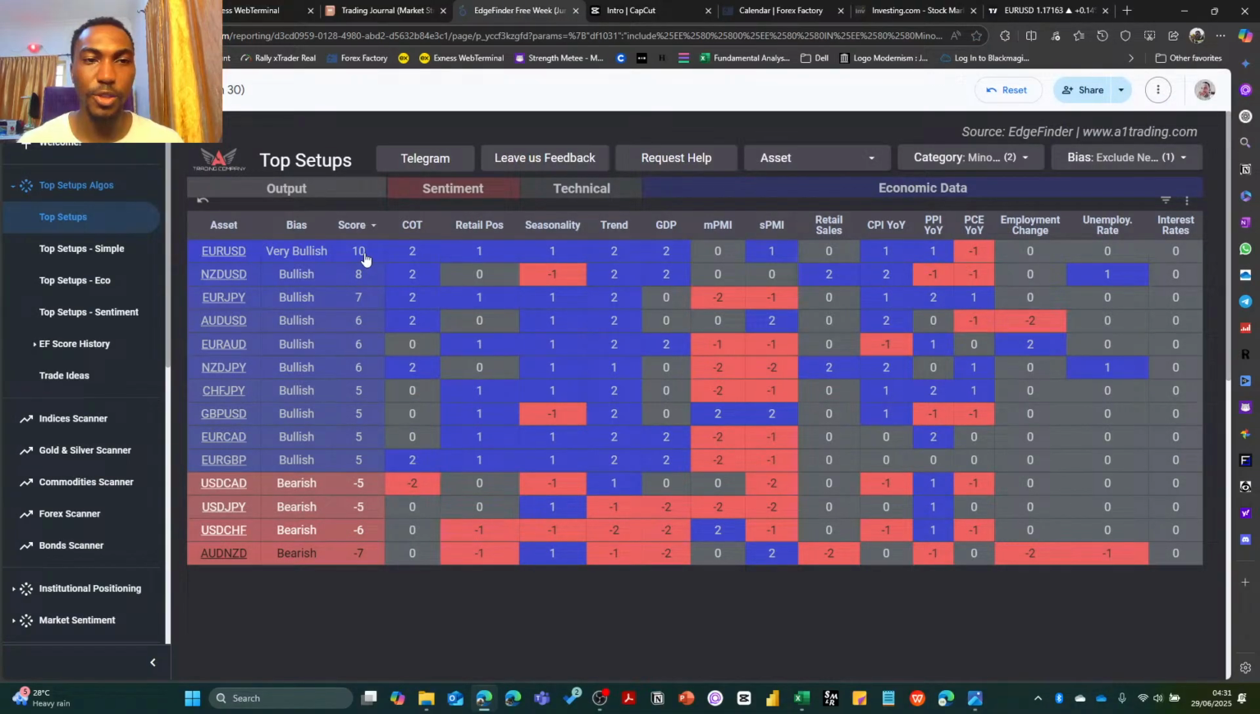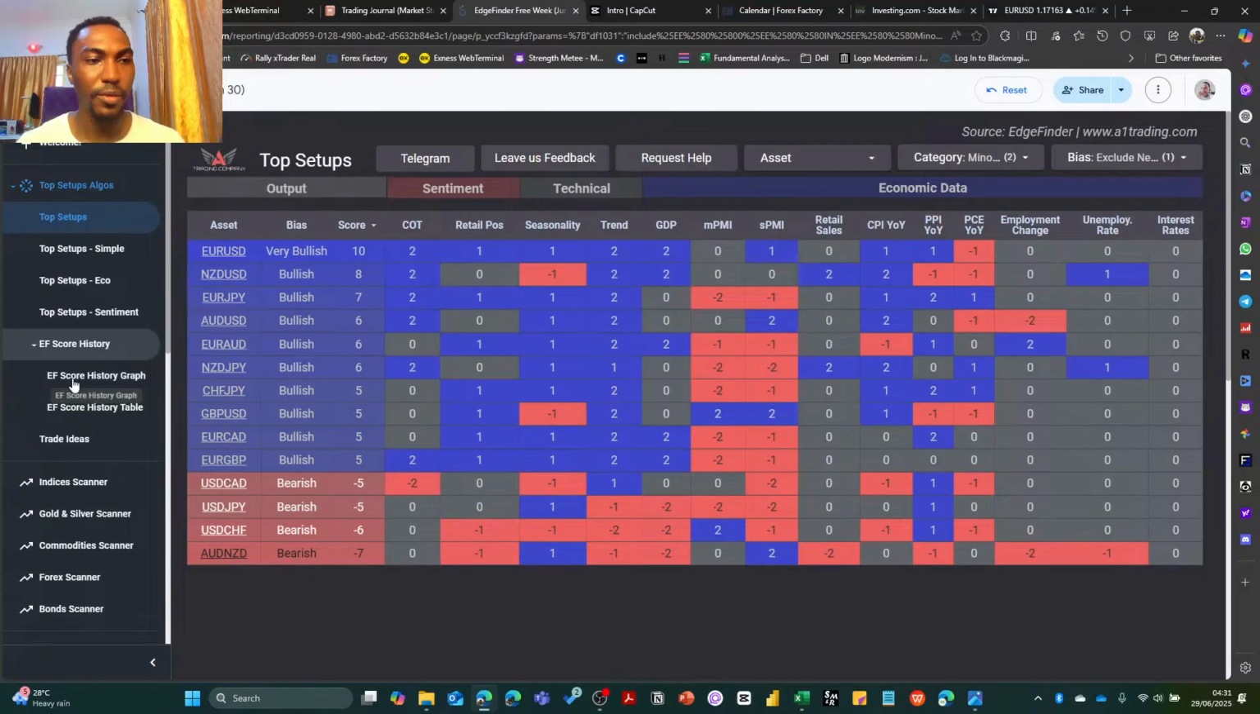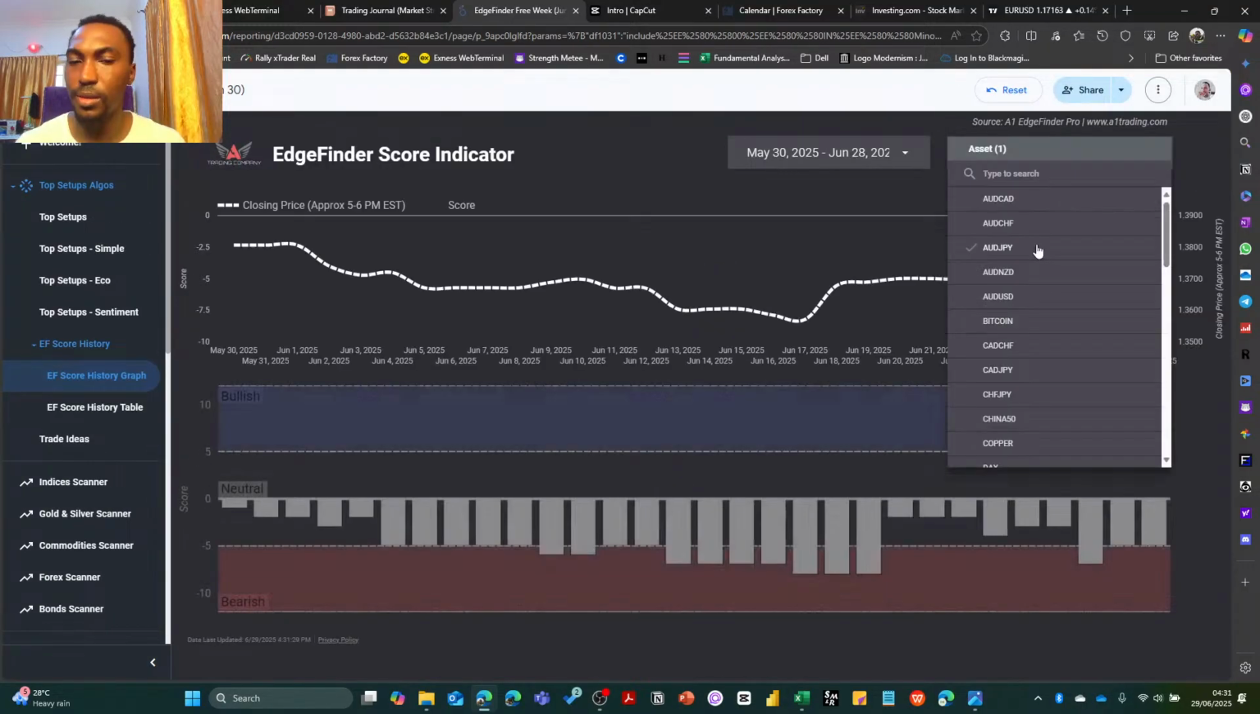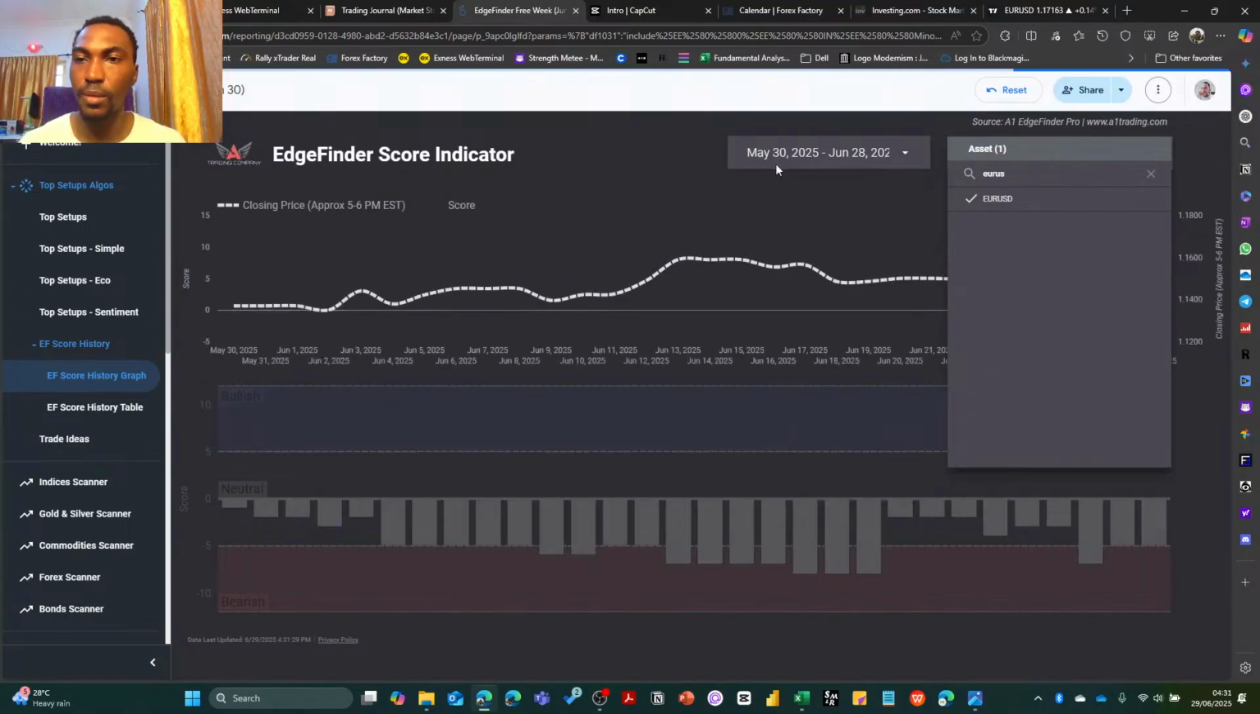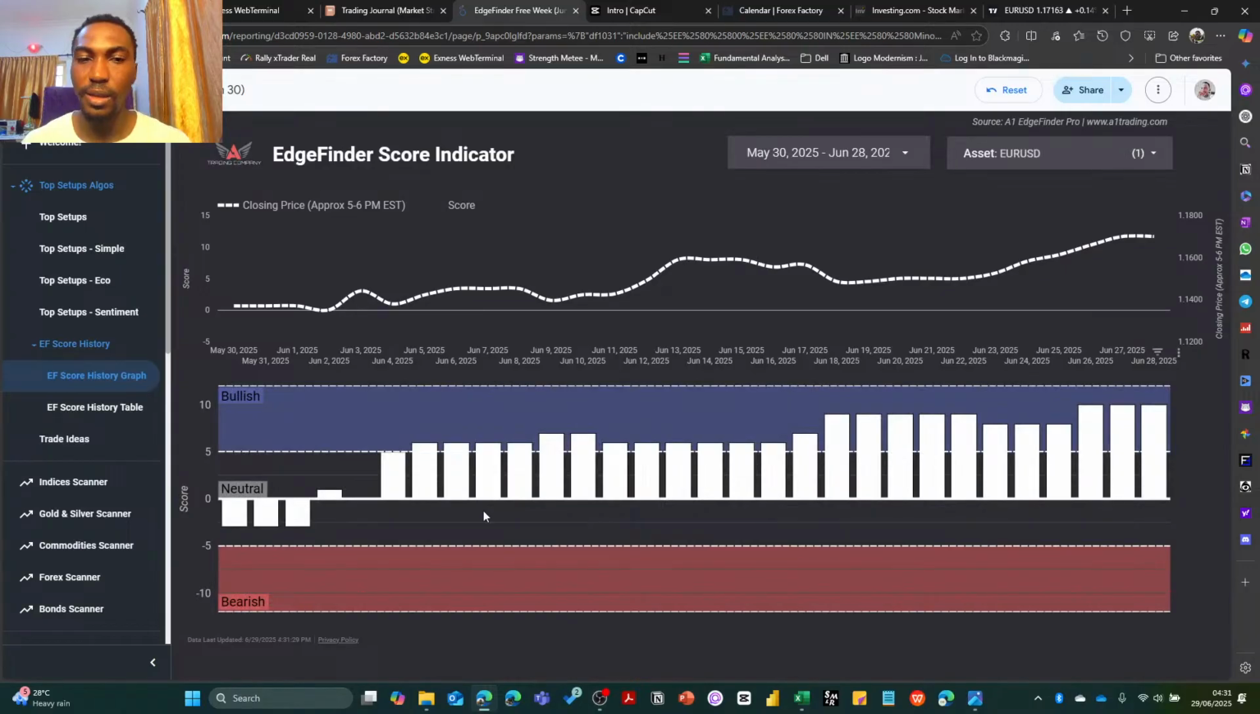I want to just show you guys a little bit of the history of the Euro US dollar market. Over here, you see, since June 4th, the hedge finder had looked at the euro against the US dollar and it has seen extreme bullish situation, with the situation going up, up, and up, even by the day.